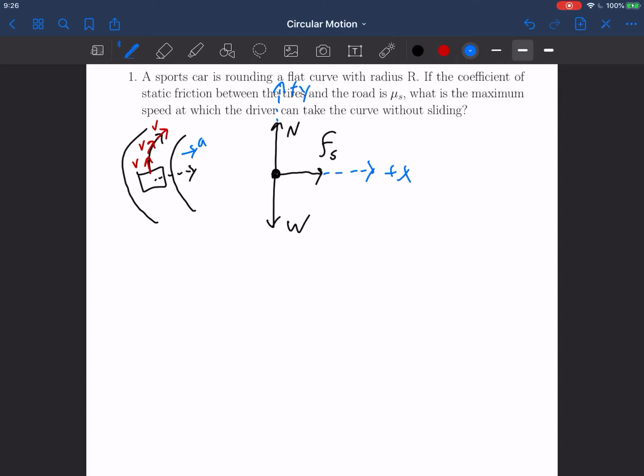Okay, so we have to follow our general procedure that we always follow when we're solving force problems. We draw a free body diagram, we define our coordinates, and then we apply Newton's laws. In this case, we want to apply Newton's second law because we have some net acceleration. We have acceleration towards the center of the circle, therefore there must be a net force towards the center of the circle. Using Newton's second law, we should be able to solve for our unknowns.